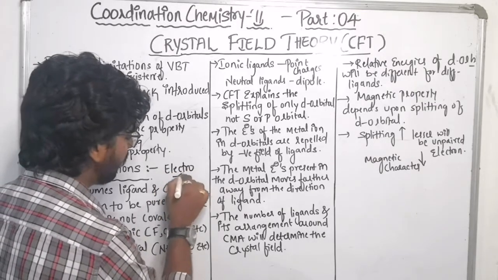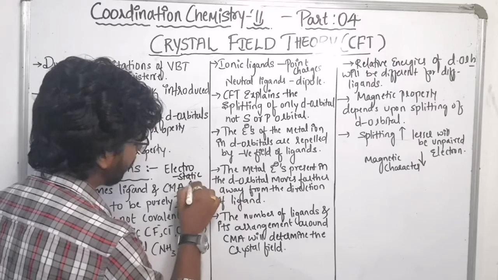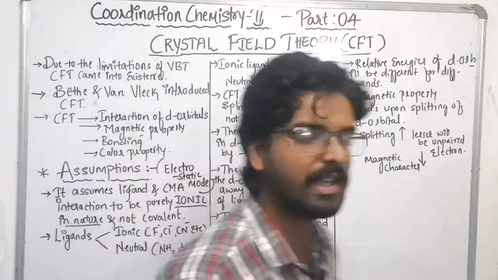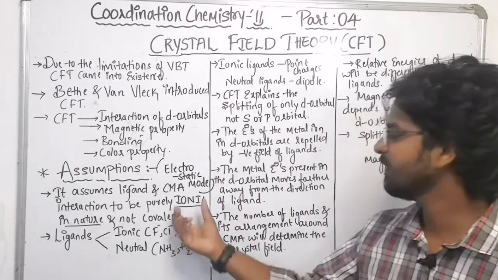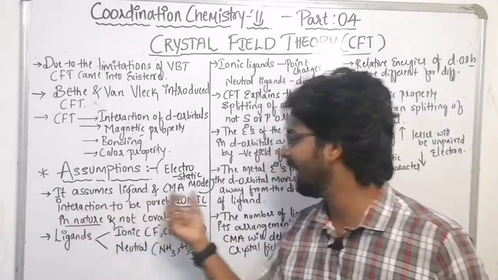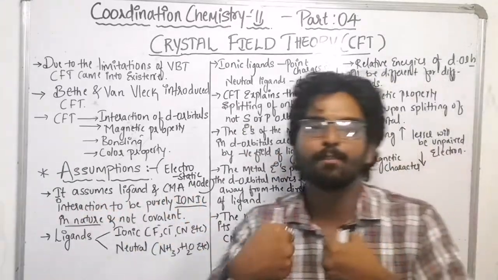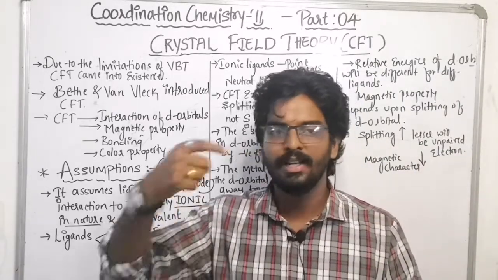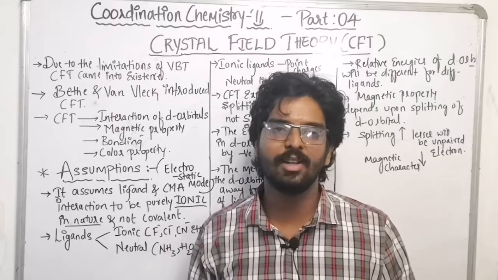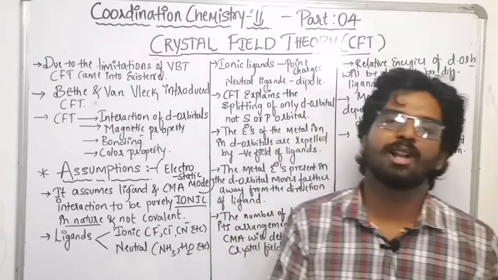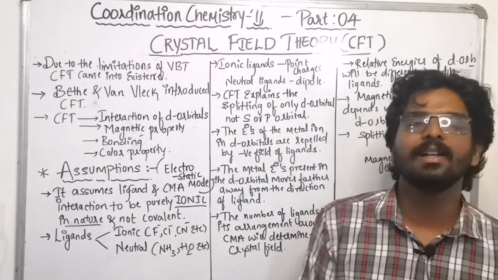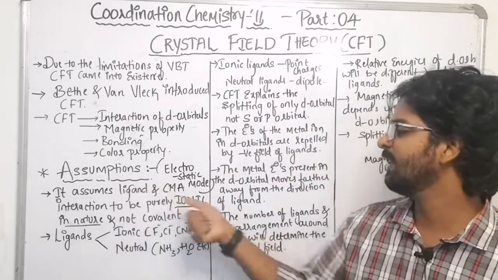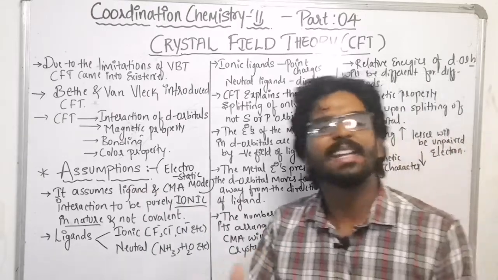Remember one thing. The CFT is also called what? The electrostatic model. Why? Because the interaction between the ligand and the central metal atom is purely ionic. One acts as a cation, another acts as an anion. In between the positively and negatively charged ions, as we all know, there is an electrostatic force of attraction which binds both the ions together. For that reason, the CFT is also called the electrostatic model.